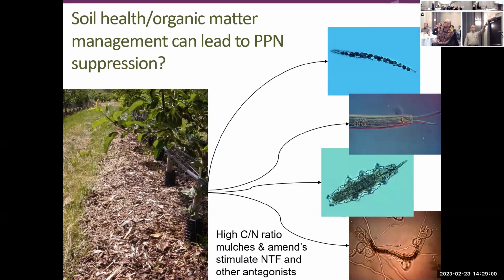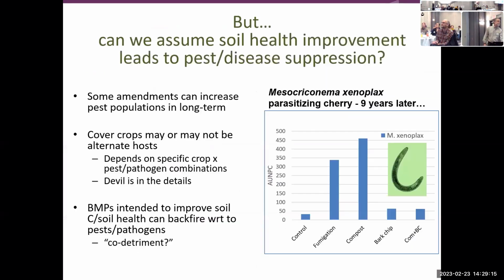And the biggest and baddest of all, nematode trapping fungi. These are fungi that live in the soil. And they love it when we add relatively high carbon to nitrogen ratio materials to the soil. It enhances their populations and they literally trap nematodes, because for them, it's a source of nitrogen. So yeah, the weird and wonderful world of natural biological control and how soil organic matter management and soil biological activity and diversity relate to pests and pathogens.